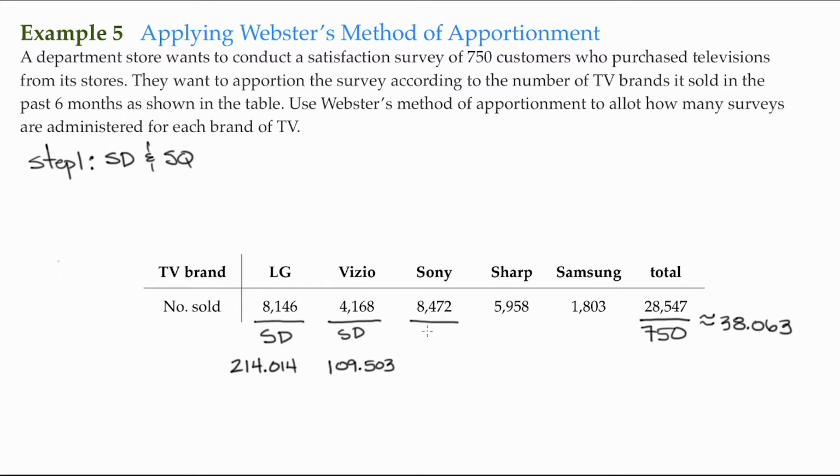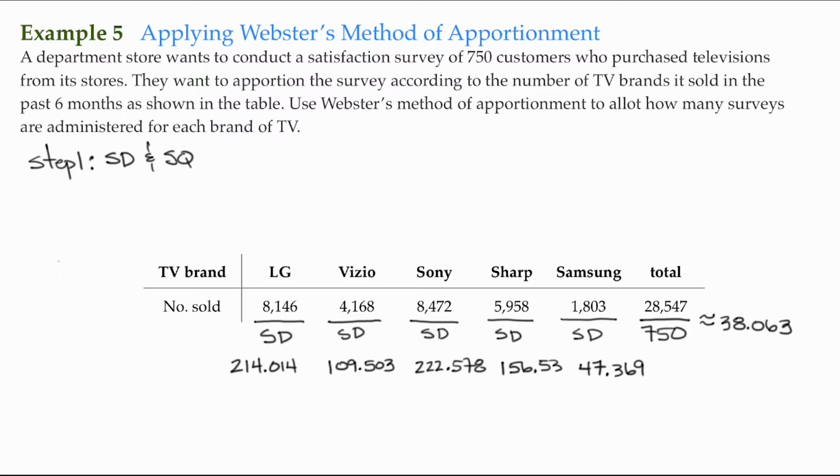We keep going on down over here. We divide by the standard divisor here. So the standard quota for here is 222.578. Go to the next one. 5,958 divided by the 38.063. That's 156.53. And then the last one here, divide that by the standard divisor, and its standard quota is 47.369.